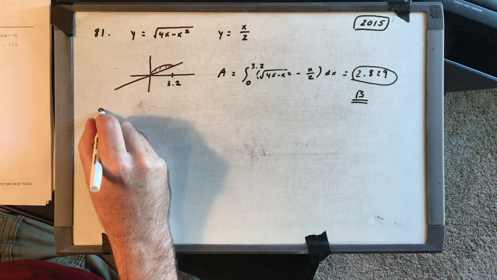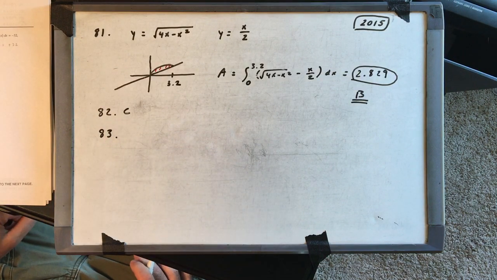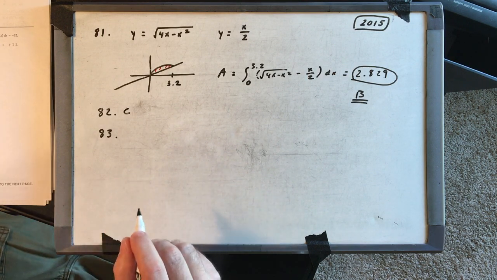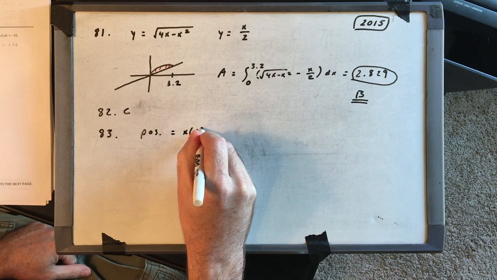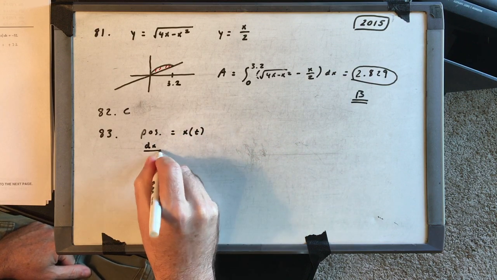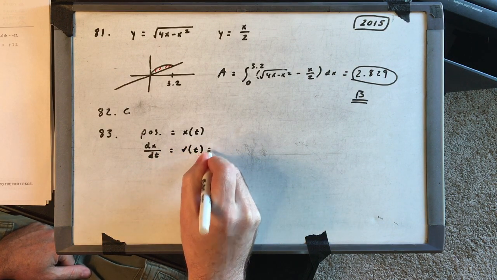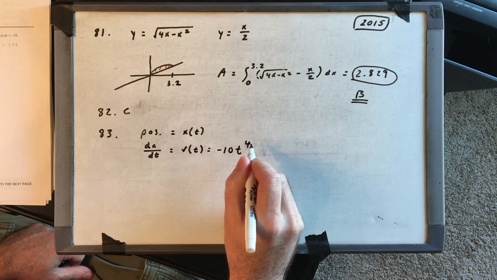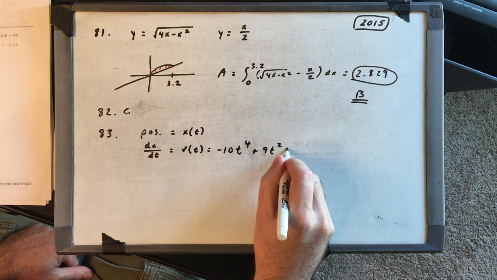All right, so I'll write that in. 82 is C. 83 says a particle moves along the x-axis so that its position at time t greater than 0 is given by x of t and dx/dt. So if the position is equal to x of t, then the derivative of position is velocity. dx/dt is just going to be v of t, and that is minus 10t to the fourth plus 9t squared plus 8t.